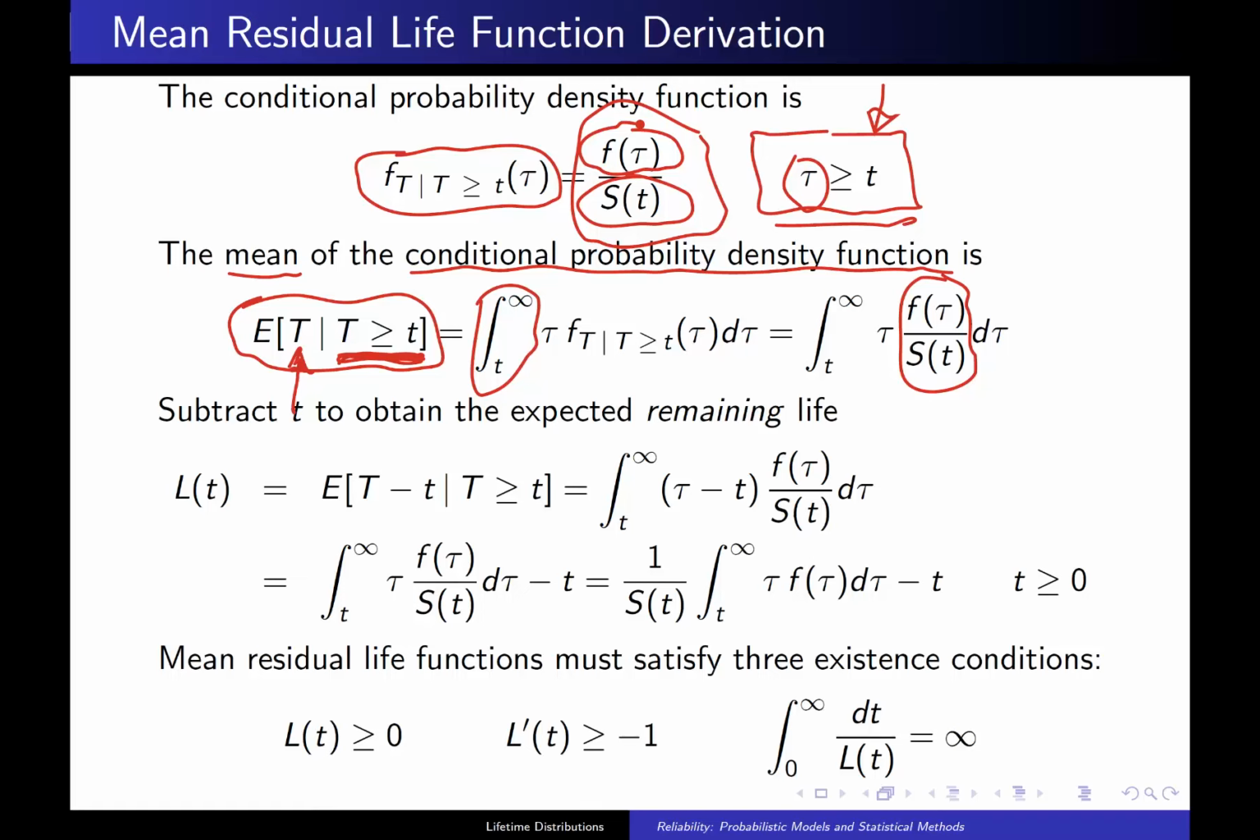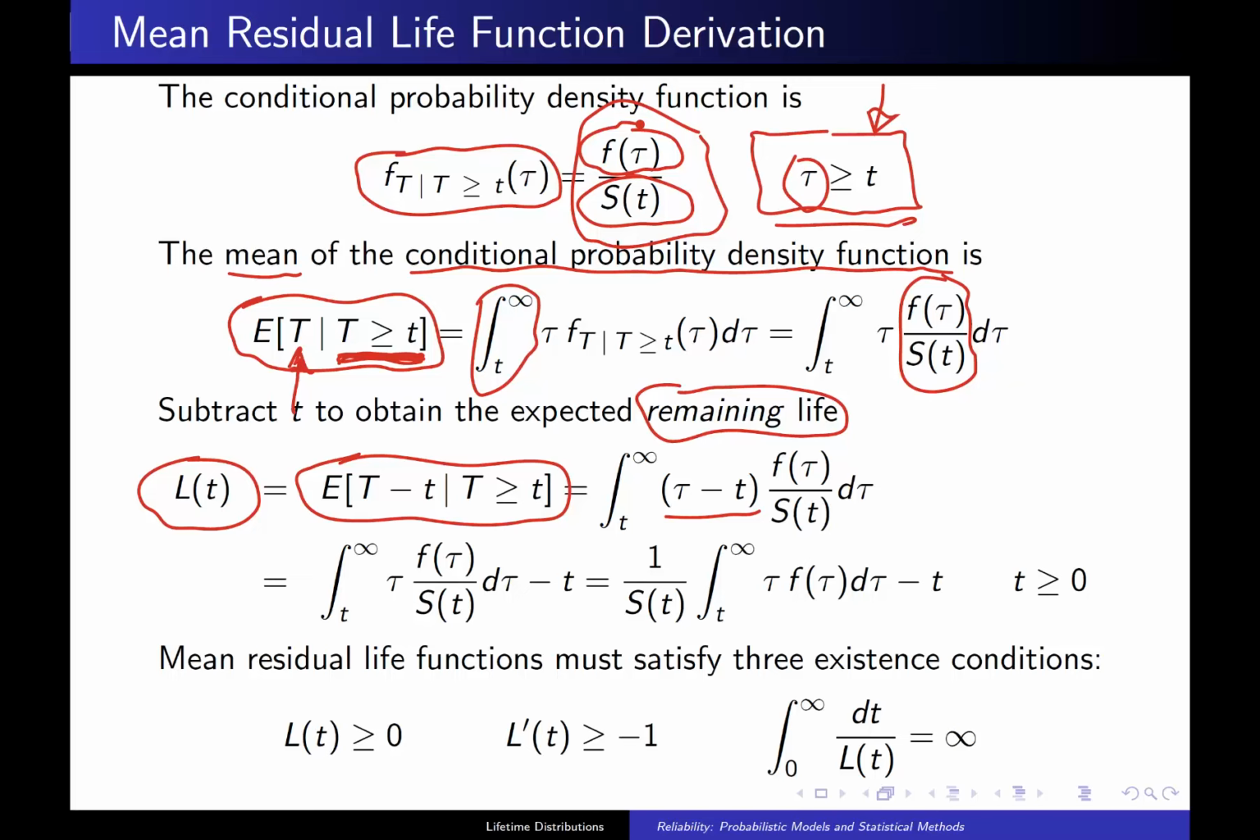But that's not what we want. For the mean residual life function, we do not want to know the time of failure. We want to know the expected remaining lifetime, or the expected time to failure of the working item at time t. So here is L of t. By the definition on the previous slide, it is the expected value of T minus t, given T is greater than or equal to t. And that's going to be the integral from t to infinity, this time of tau minus t times that conditional density d tau.